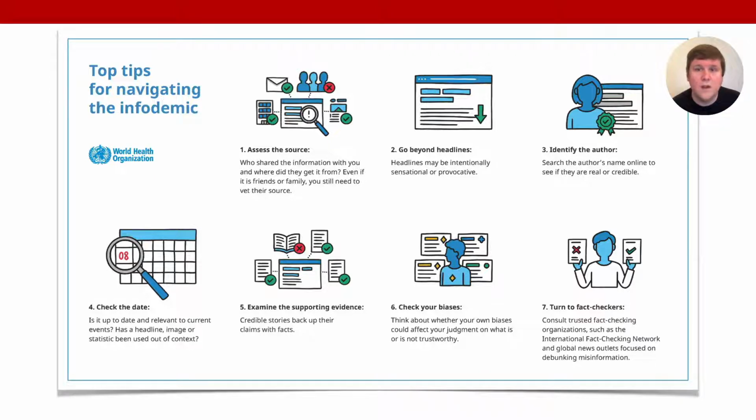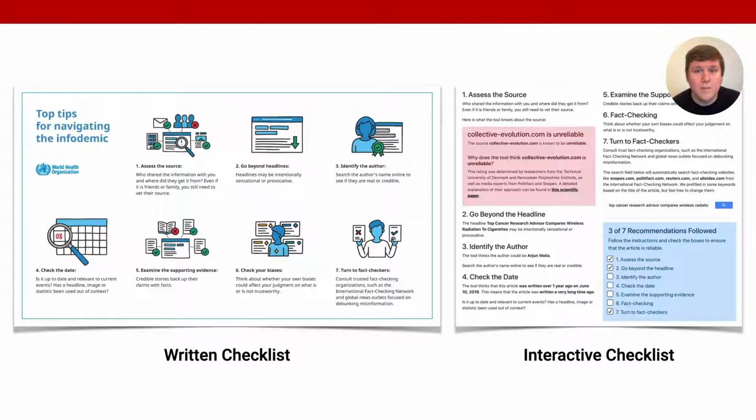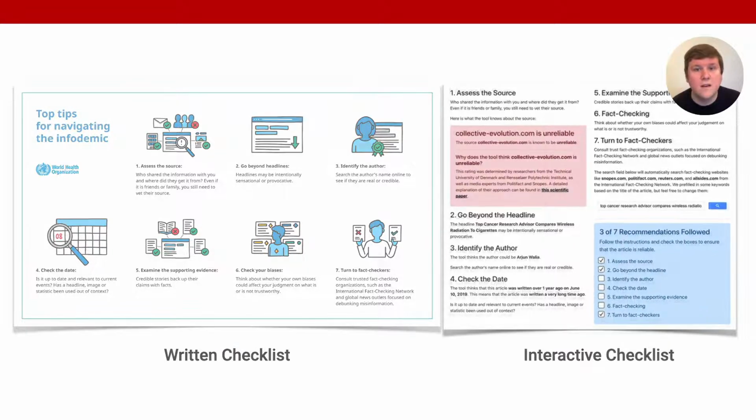Assess the source, go beyond the headline, identify the author, check the date, examine the supporting evidence, fact-check your biases, and turn to fact-checkers. In our paper, we evaluate this checklist in experiments in Germany and the United States. We also compare it to an interactive version that we developed. This interactive checklist reduces the effort to follow the recommendations on the checklist.